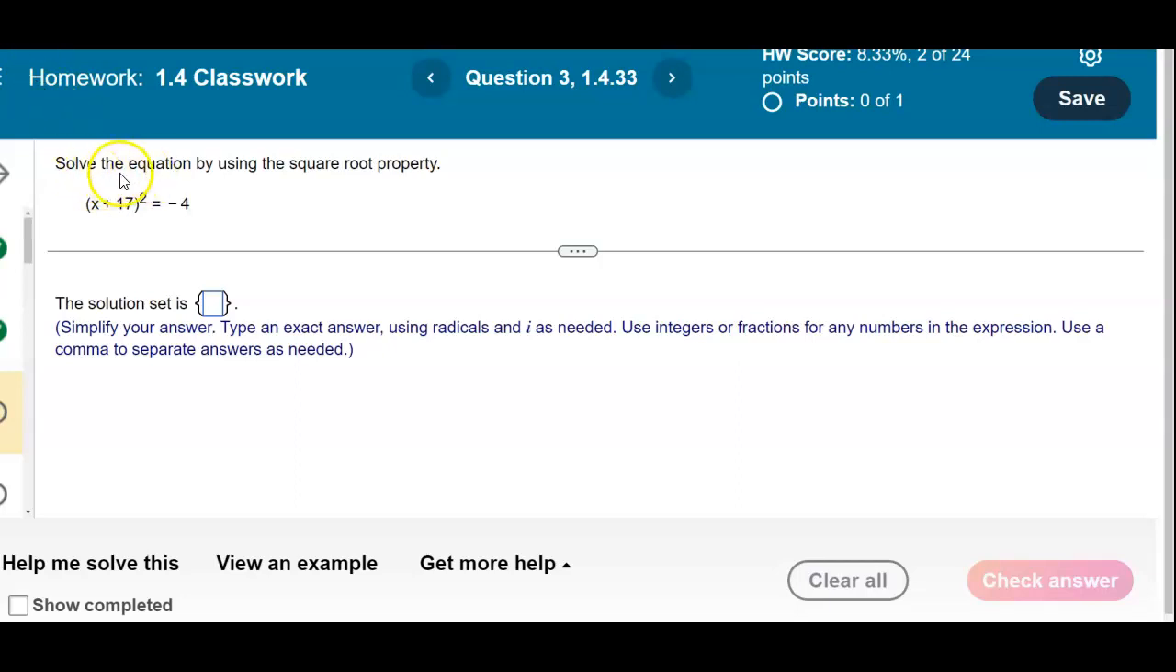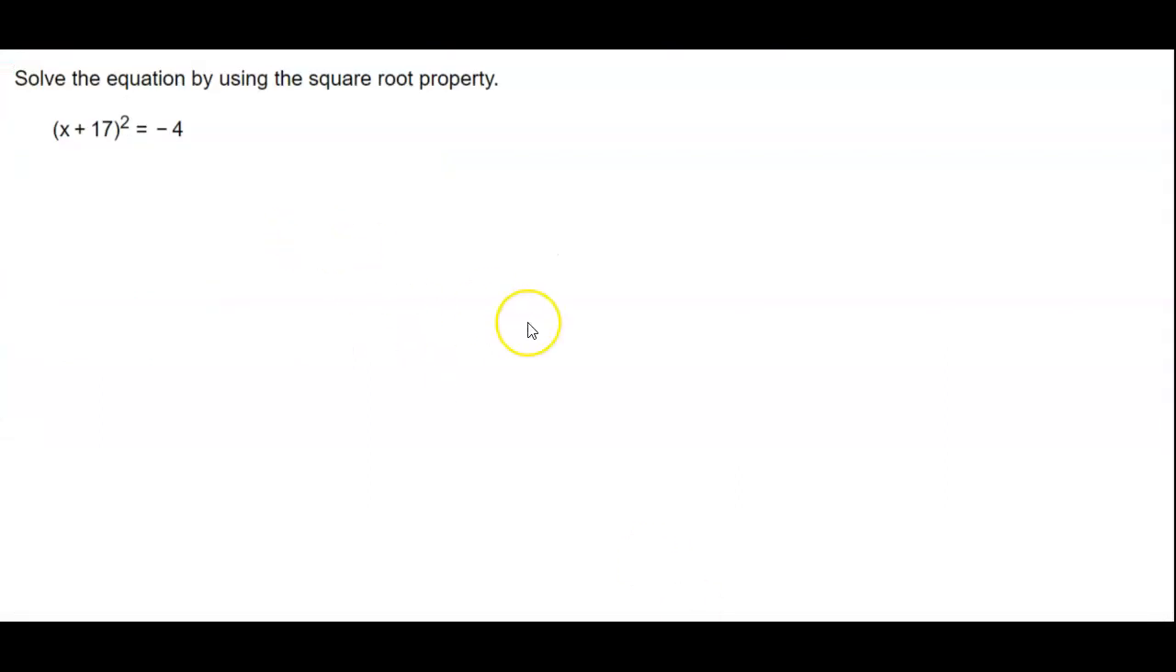Okay, in this example it says solve the equation by using the square root property, and the question is (x + 17)² = -4. So let's go ahead and use the square root property to solve this problem.